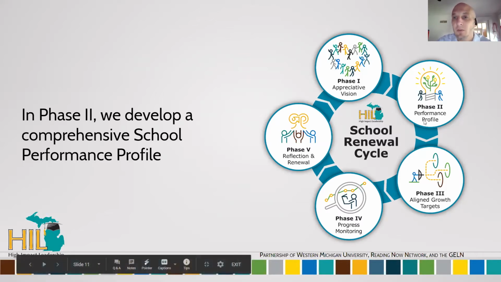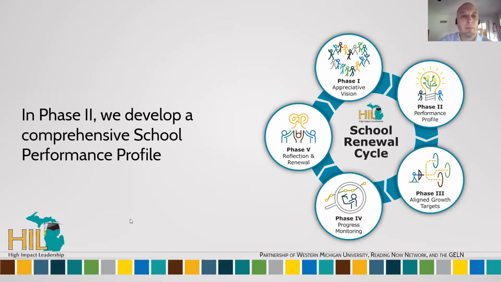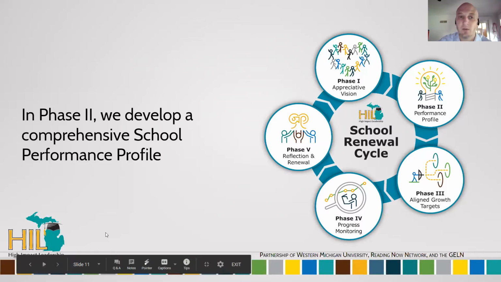So subsequent to the performance profile, we develop aligned growth targets, we monitor those growth targets, and then in phase five, we reflect and renew. So are we ready to move on? What is our next level of work? But first, we want to discuss the development of the school performance profile.